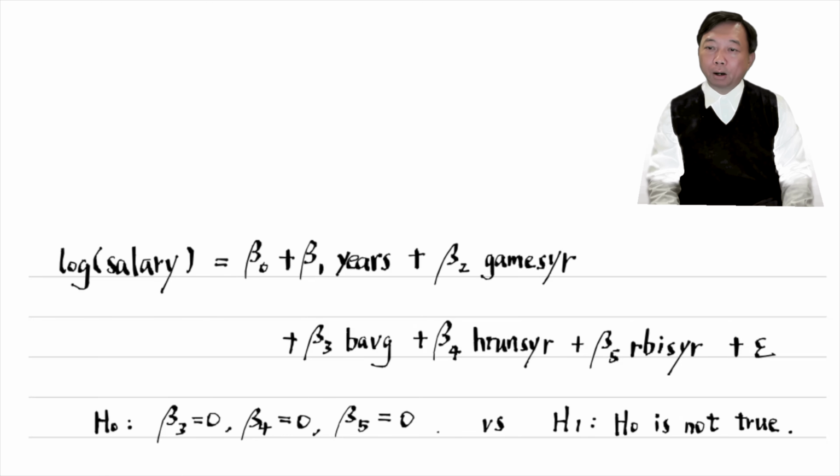In our example of the baseball players' salaries, the null hypothesis is that after controlling for the years in the major leagues and the average number of games played per year, the parameters of the 3 productivity variables are all 0.